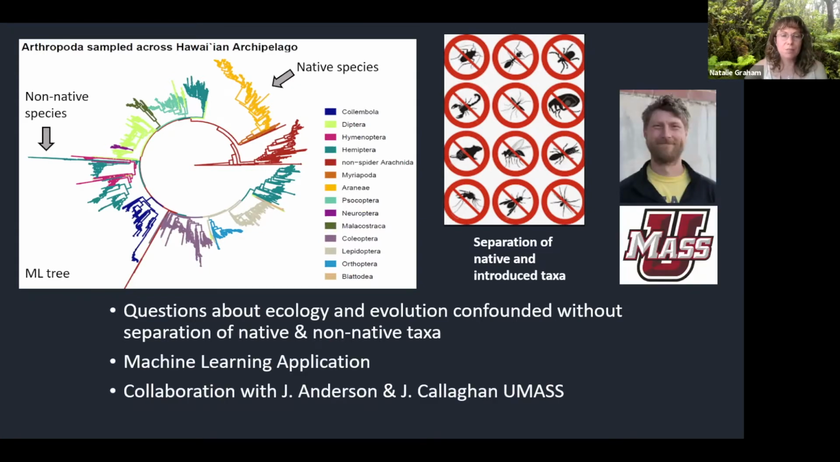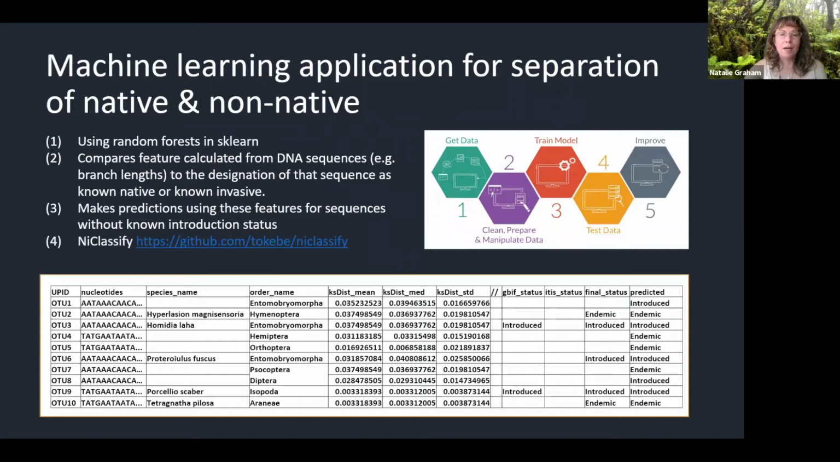And so, in collaboration with Jeremy Anderson and a master's student of his, Jackson Callahan, we developed this machine learning application for separating native and non-native taxa. I would be happy to address any more questions about this, but the idea is that it uses a specific algorithm called random forests, in a package sklearn that's implemented in Python. And it compares those features of the DNA, basically those short and long branches. If you're able to identify some species, and you can name whether they're introduced or endemic, it can fill in the blanks for the ones that you don't know and identify them as endemic or introduced based on those sequence characteristics. So please ask me more if you're interested in that, and I'm happy to share the link to the package if anyone is interested in trying that out.